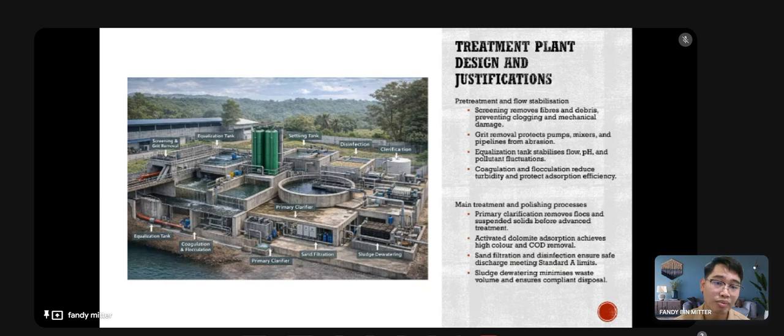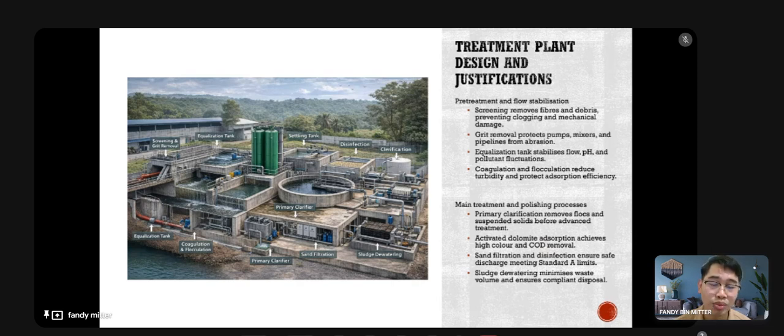Okay, this is the treatment plan design and justification. For the pre-treatment and flow stabilization, we have a screening that will help to remove fibers and debris and prevent clogging and mechanical damage. We also have grit removal to protect pumps, mixers and pipelines from abrasion. The equalization tank helps to stabilize flow, pH and also pollutant fluctuation. The coagulation and flocculation help to reduce turbidity and protect adsorption efficiency.